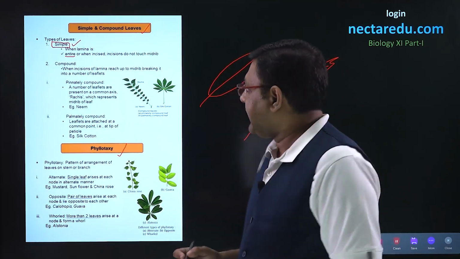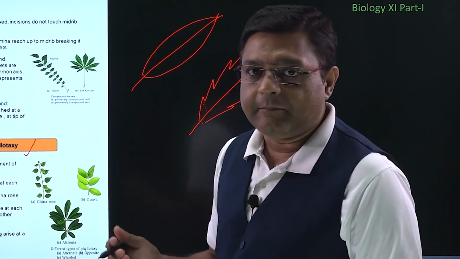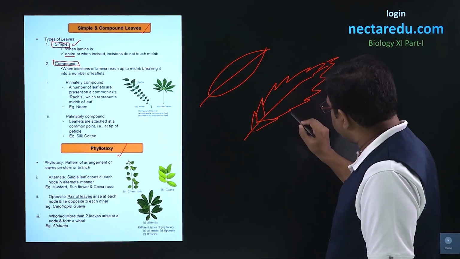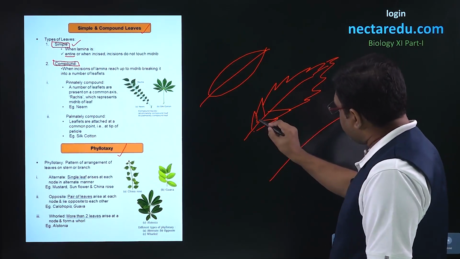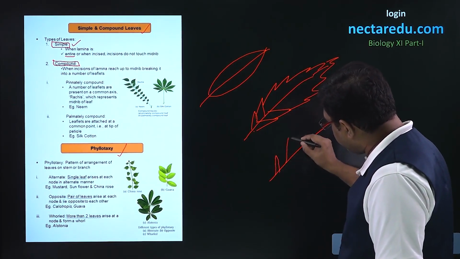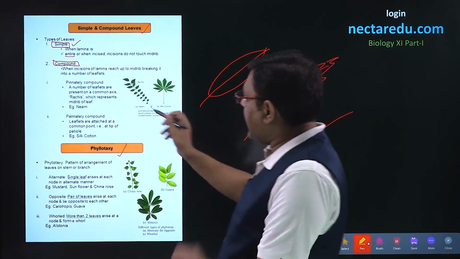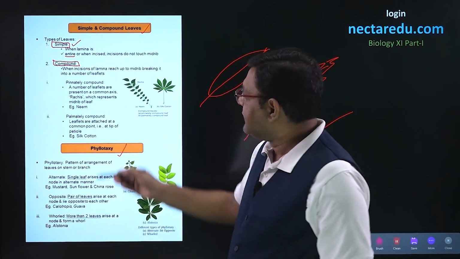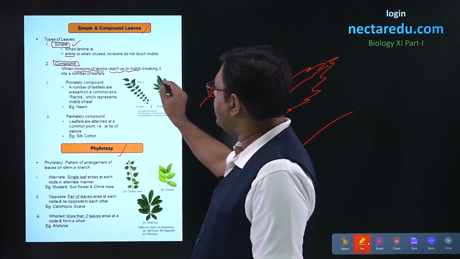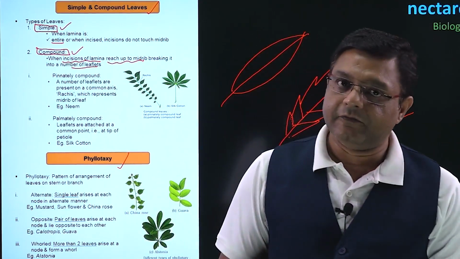Now the second case will be the compound leaf. A compound leaf is an example in which the incisions reach the midrib. If the incisions reach the midrib, then this will be a different leaf, and that is how different small leaflets are formed, and this is called compound. So when incisions of the lamina reach up to the midrib and break the leaf into a number of leaflets, the case is the compound leaf.